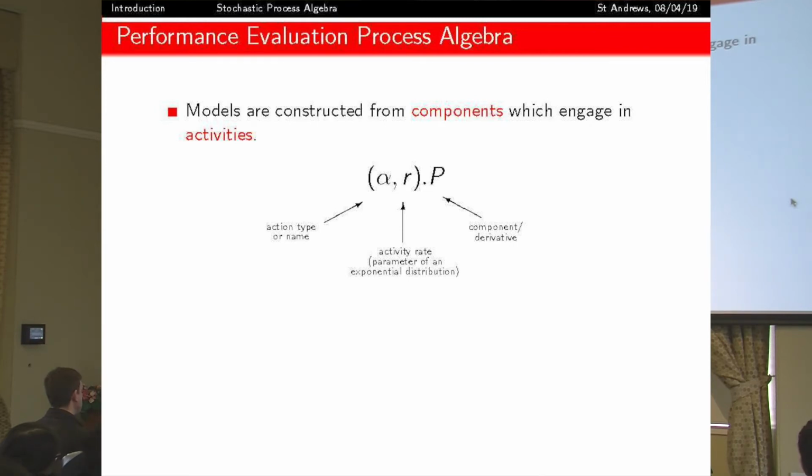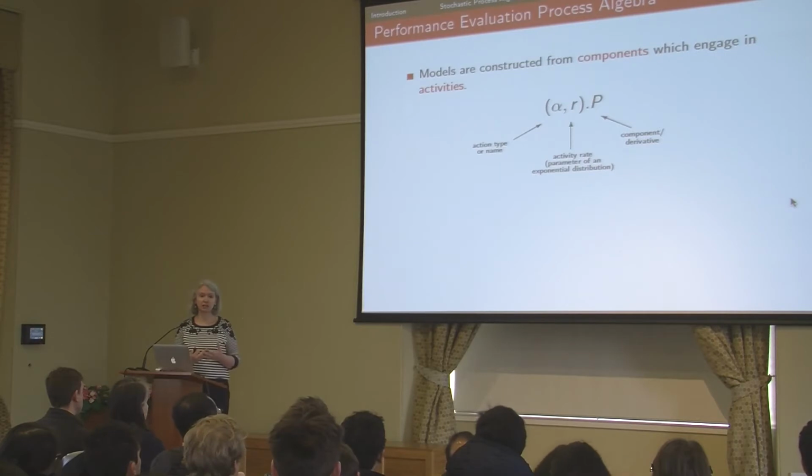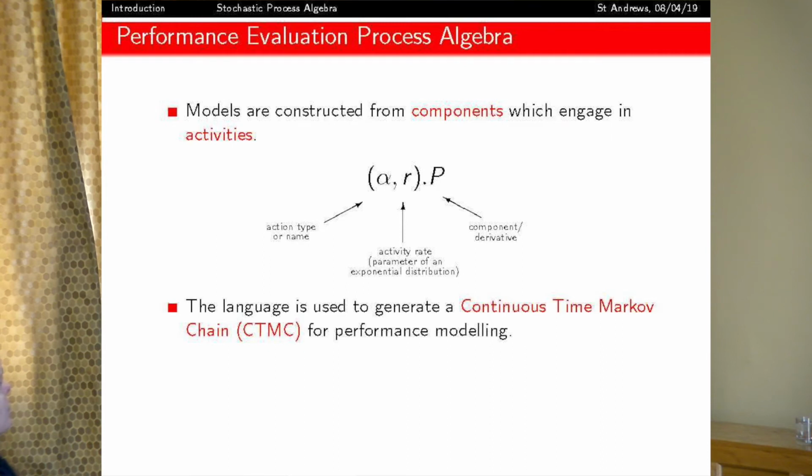Whereas previously we just named our actions, now we give them a name, but we also give them an associated rate, and we make that an exponential distribution because we want to get a Markov chain. Then we have our components, so we tend to call them components rather than agents. The language can now be used to generate a continuous time Markov chain. We're going to give it some semantics, which will give us a transition system. I'll come back to the multi in a moment.